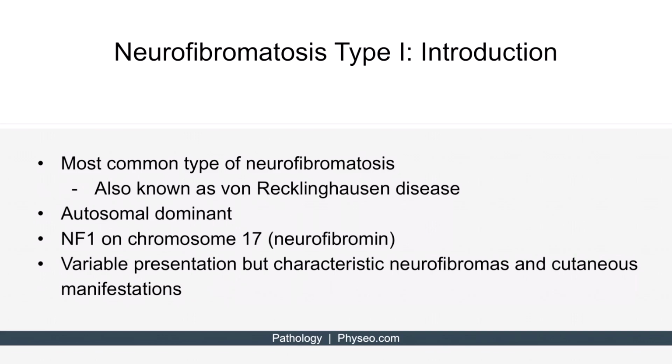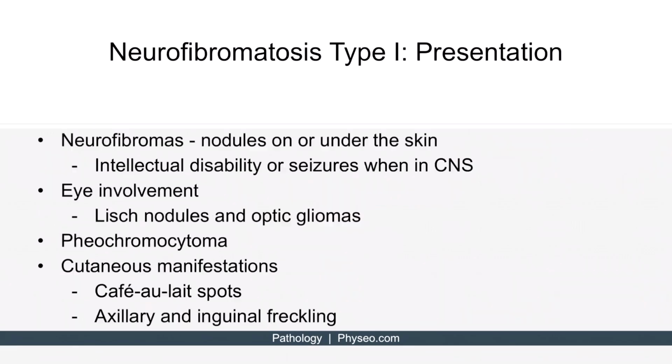Neurofibromatosis type 1, also called von Recklinghausen disease, is the most common type of neurofibromatosis. It's an autosomal dominant syndrome secondary to a mutation of the NF1 gene on chromosome 17, which encodes for neurofibromin. Neurofibromatosis type 1 has a variable presentation, but has characteristic findings such as neurofibromas and cutaneous manifestations.